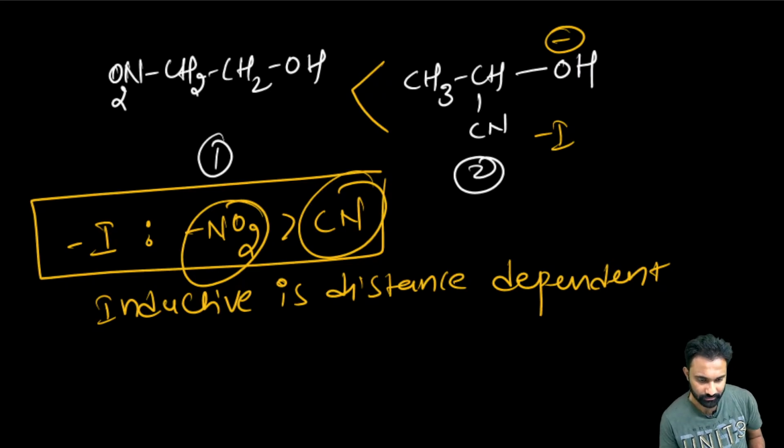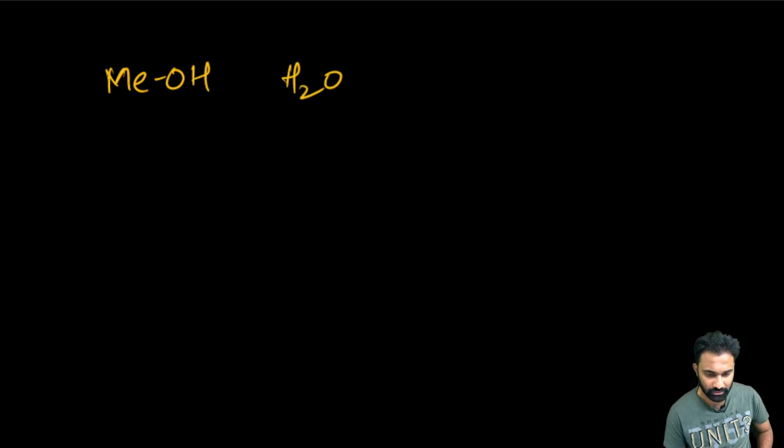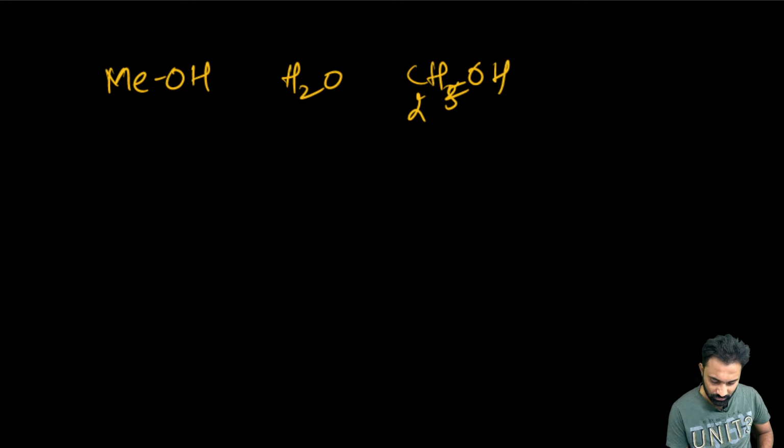Now, next. Here they have given methyl alcohol and H2O, and ethyl alcohol, C2H5OH. Now, can anyone tell me the order?